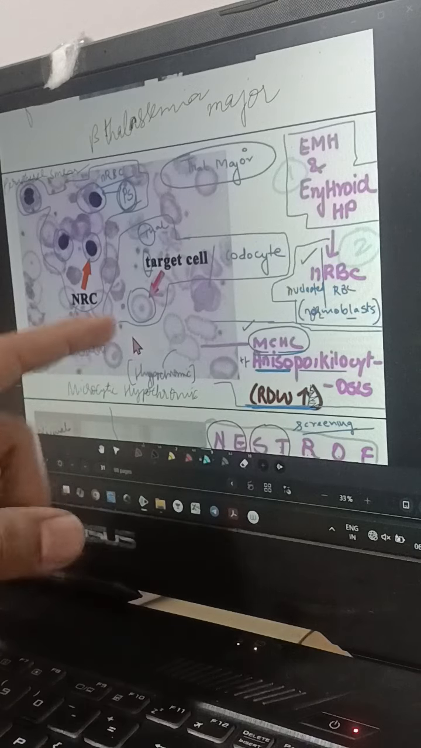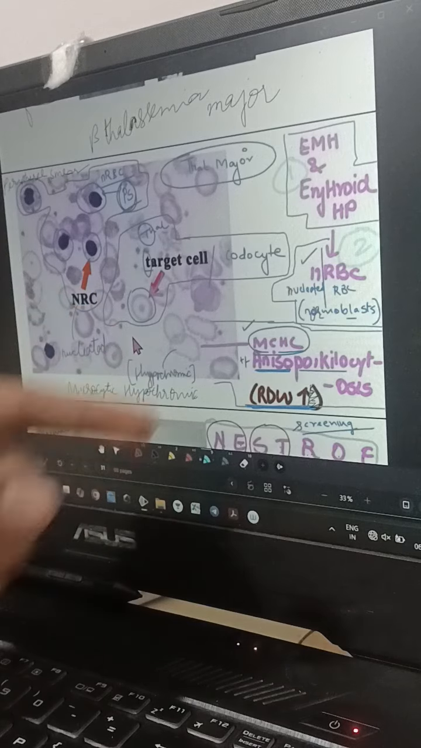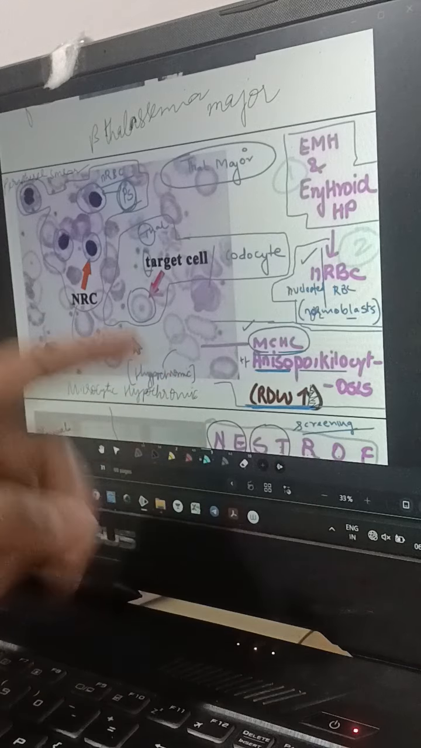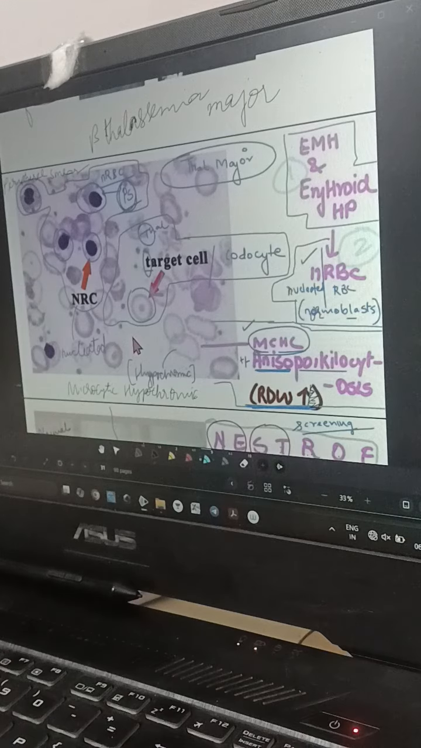Apart from that, you also find many differently shaped cells like target cells, and cells which have an irregular border and are quite hypochromic, meaning the color is also reduced. So there are different shapes, which is called anisopoikilocytosis, and that is a finding on your blood test that will tell you that yes, this patient has a severe thalassemia.